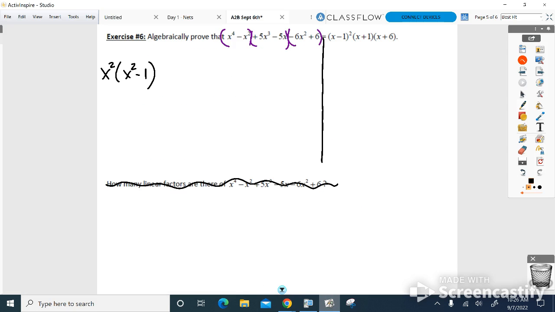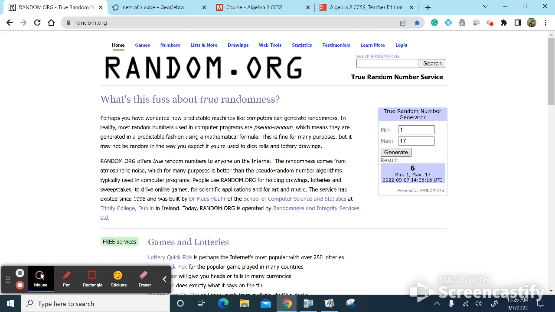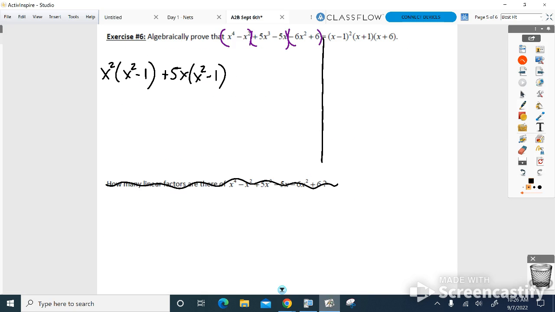5x. Yep, I'm going to be left with x squared minus 1. And again, last grouping, better be left with an x squared minus 1. What do you want to take out? Negative 6 again. A real quick check: if I take negative 6 divided by negative 6, I get a positive 1. So I know I took out the right one. There it is. Good start so far.